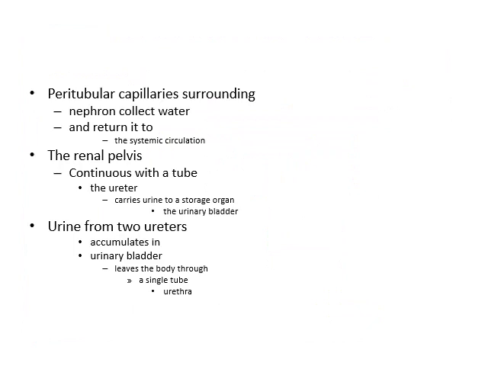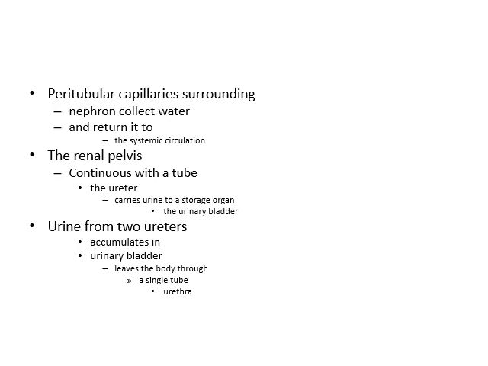Peritubular capillaries surrounding the nephron collect water and return it to the systemic circulation. As water moves into the extracellular fluid, water will move into capillaries through the filtrate in the nephron, and this water will go into systemic circulation.